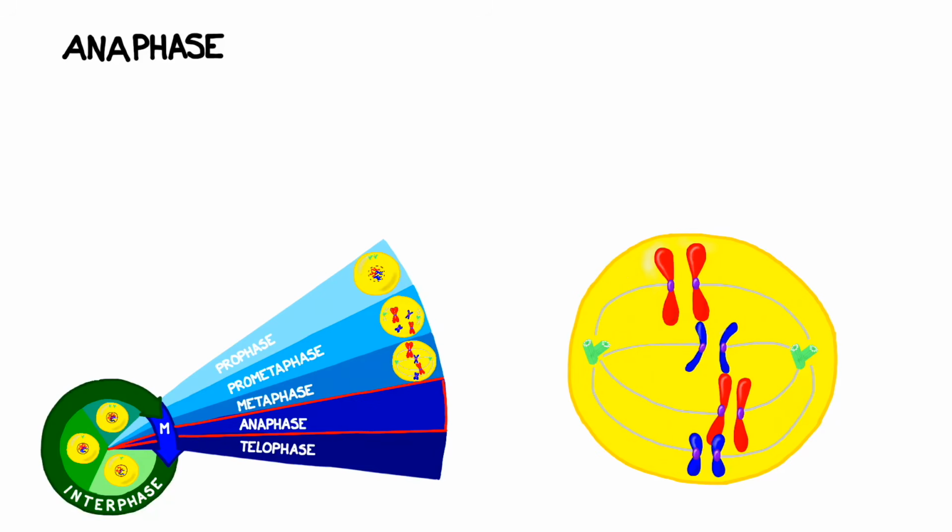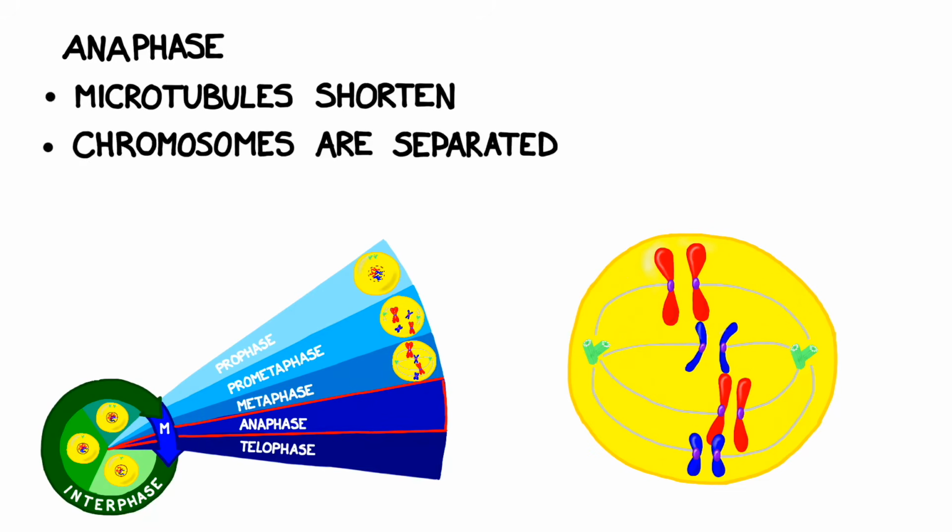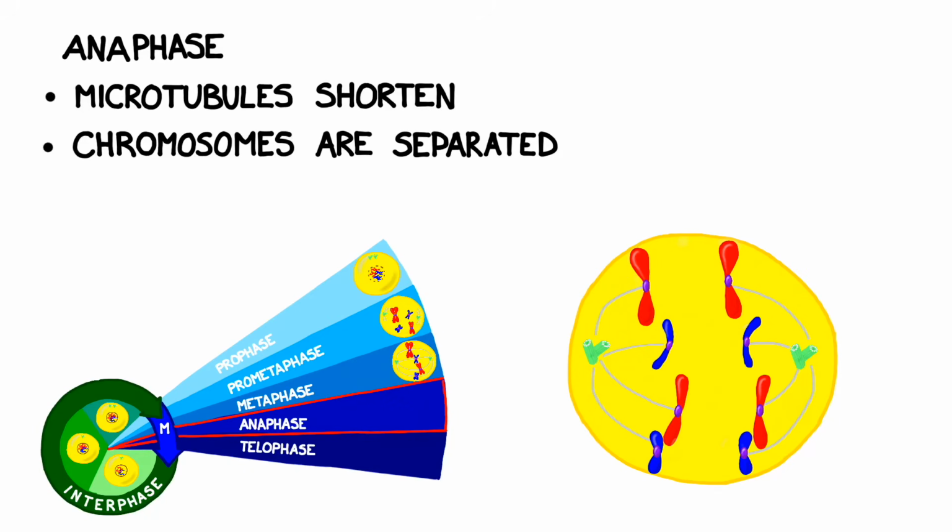Fourth, we enter anaphase. This is where we will separate the chromosome copies from one another. The motor proteins exert so much pressure on the 2 chromosome copies that they split apart. Each copy is then dragged back towards one of the two poles of the cell as the microtubules shorten.